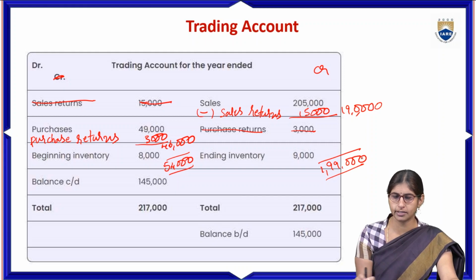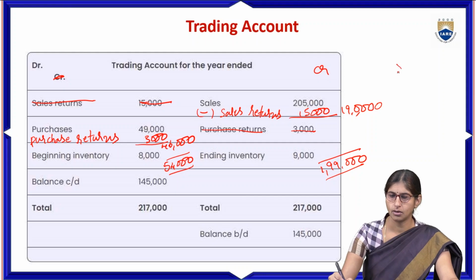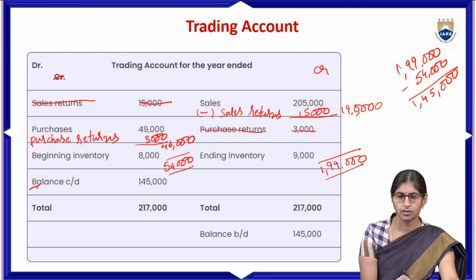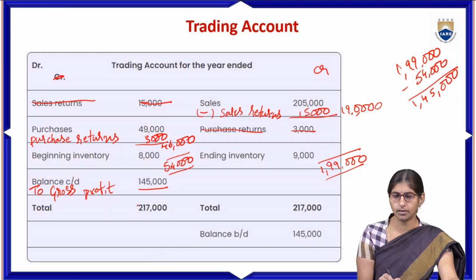So the credit side is more. So let us subtract 54,000 here. 1,99,000 minus 54,000, if we do it, 1,45,000. Yeah, we got it. So, by gross profit 1,45,000. So the total will be here.